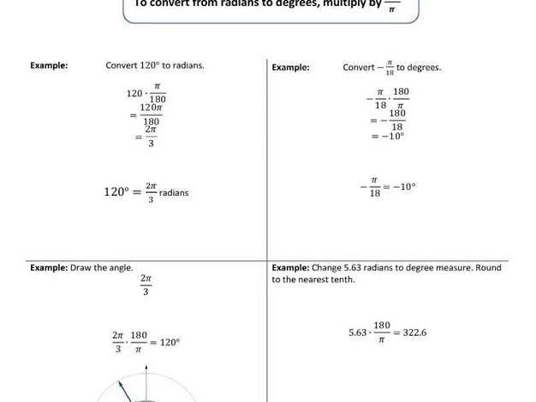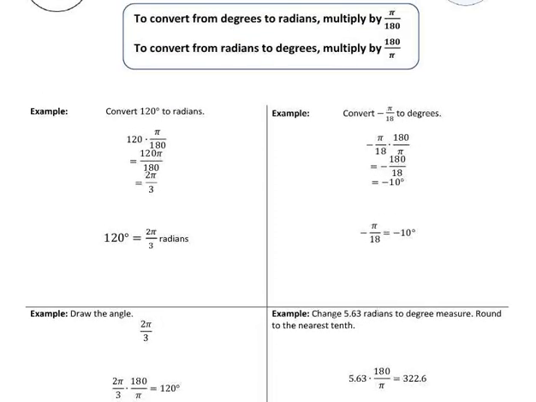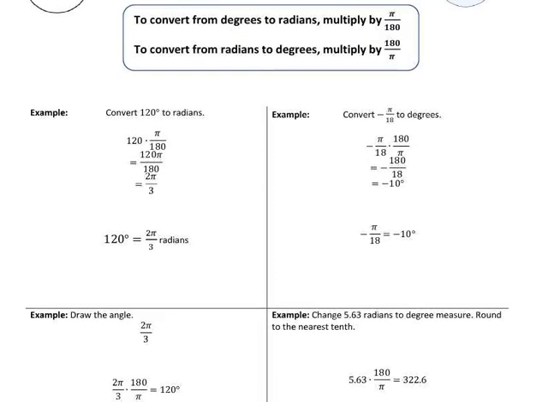The first example says convert 120 degrees to radians. If we look back up at the top where we have our definitions, it says to convert from degrees to radians, we multiply by pi over 180. So we took our 120 degrees and multiplied by pi over 180. We put the 120 in the numerator, because if you remember, this 120 is over 1, so it's in the top of a fraction. So we have 120 pi over 180. Well, 120 over 180 reduces to 2/3. So our answer here is 2 pi over 3. So 120 degrees equals 2 pi over 3 radians.